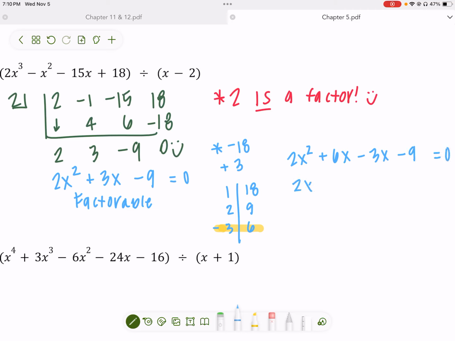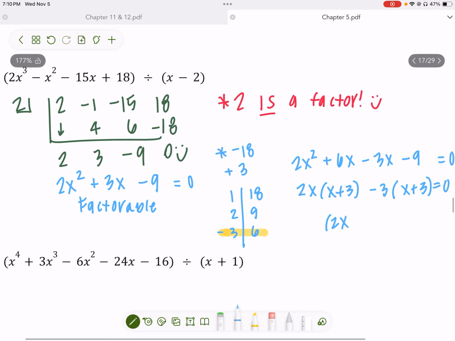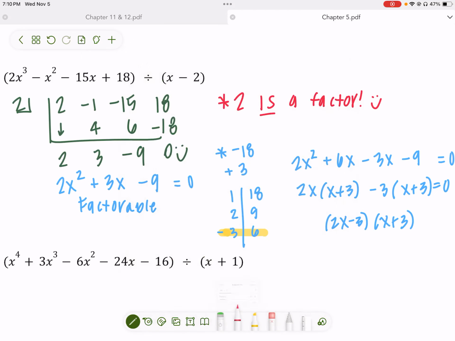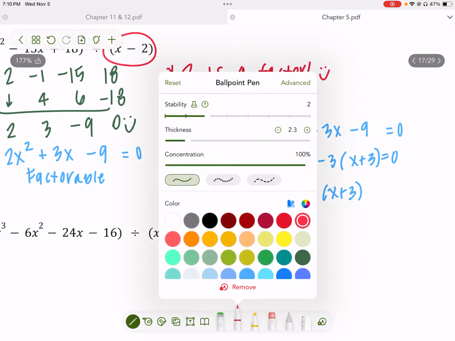So we can factor out a 2x and we're left with x plus 3. We can factor out a negative 3 and we're left with x plus 3. And now we have 2x minus 3, x plus 3. And don't forget, we also had the x minus 2 from the very beginning. So this would be what we would call your factored form.